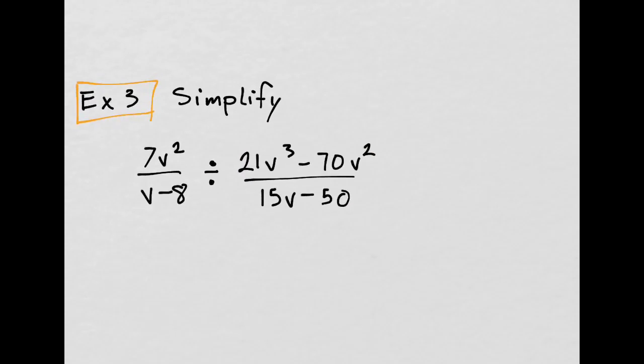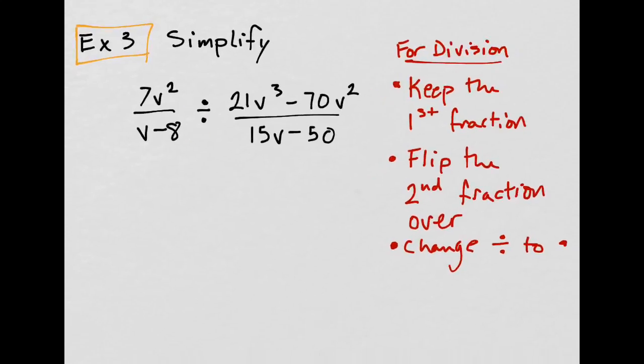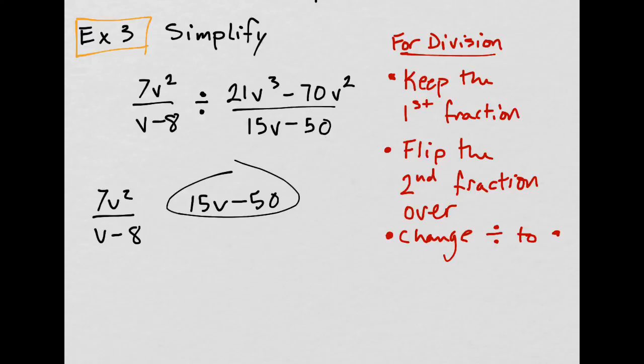So that's what I'm going to do. I'm going to use KFC, keep flip change. Anytime you see the division sign, you keep the first fraction. So I guess I'll rewrite it right now. Keep the first one, so 7v squared over v minus 8. Flip the second fraction over. So then I have 15v minus 50, right? It was on bottom. Now it's on top.